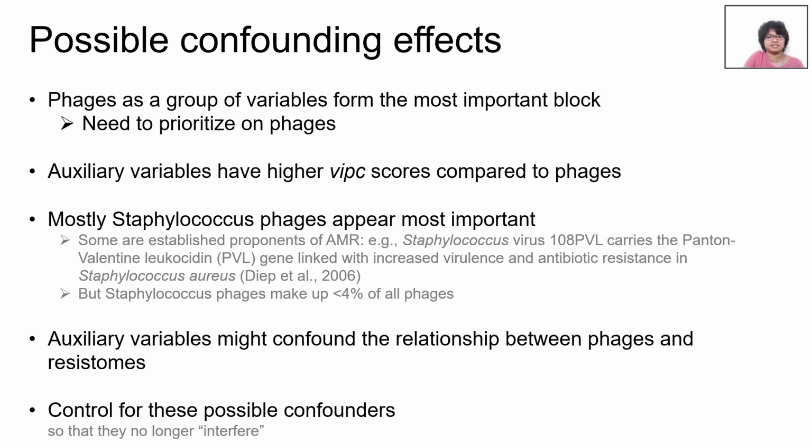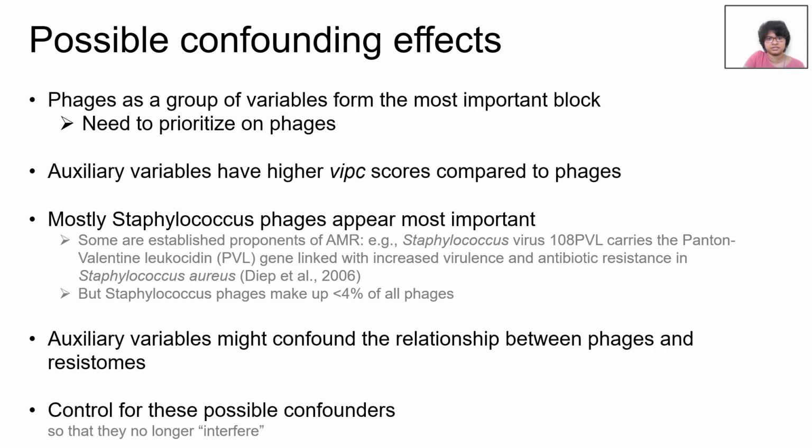Another observation is that the Staphylococcus phages dominate our top list of phages, but only 4% of all phages are Staphylococcus phages. It is really concerning that no other categories of phages are that highly associated with AMR.